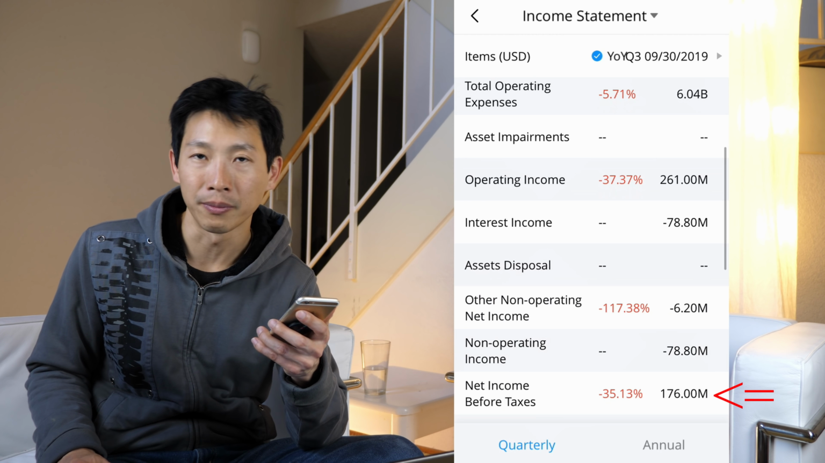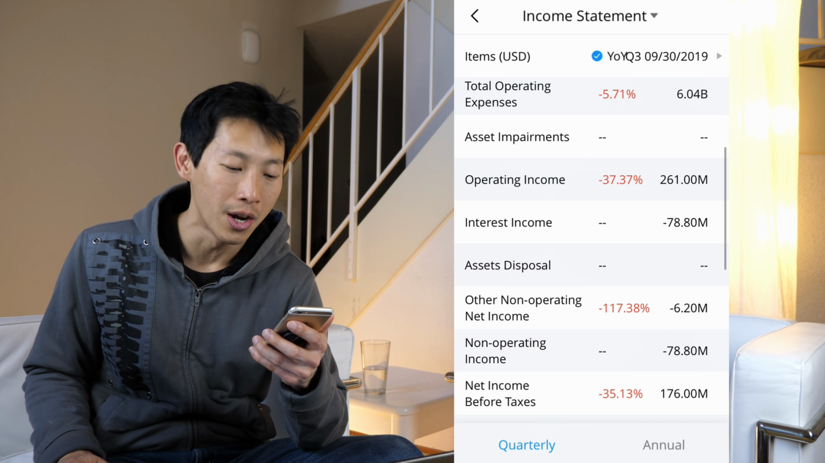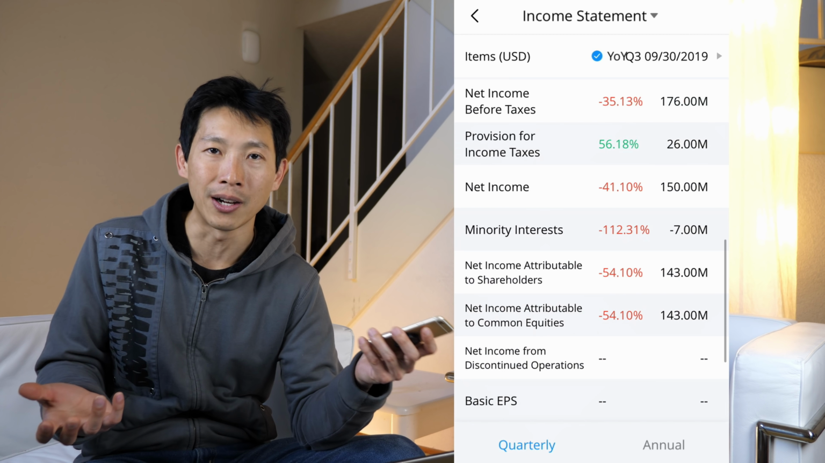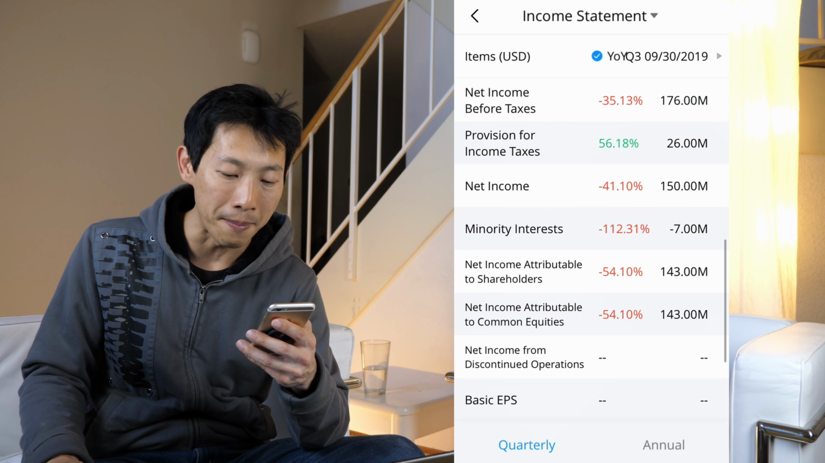This is your net income before they subtract out the taxes, $176 million. Provision for income taxes. They just have to take some out because they have to pay income taxes on it. Your net income is $150 million.